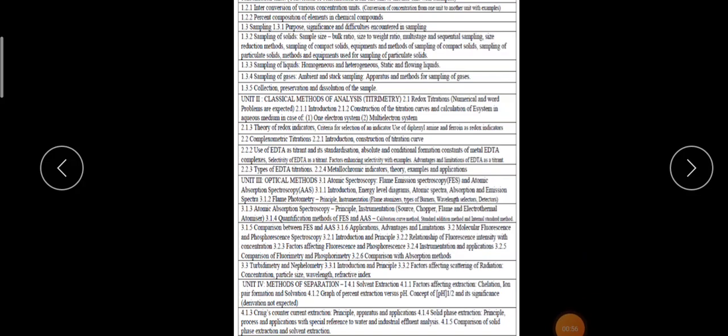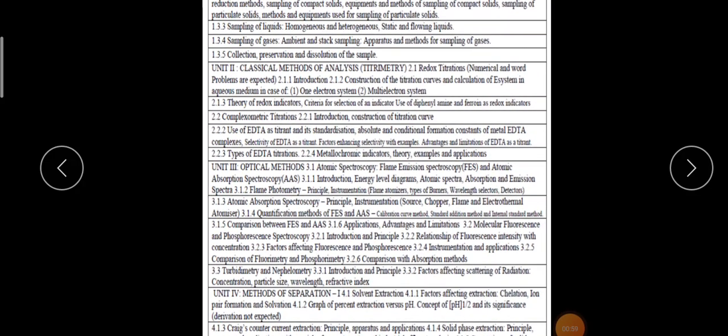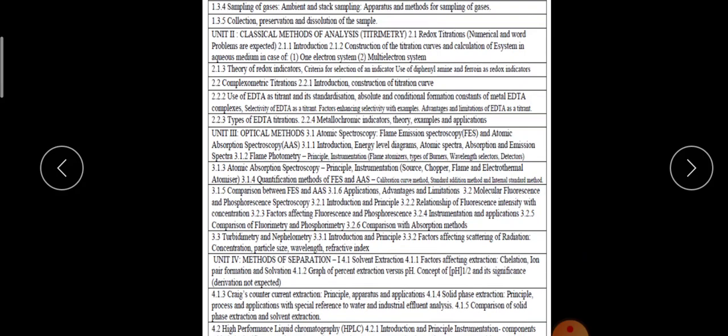During this unit 3, optical methods, I said the first part is atomic spectroscopy. In that 2 techniques we have to see. One is flame emission spectroscopy and another one is atomic absorption spectroscopy. First we will focus on the introductory part, then the energy level diagram, atomic spectra, absorption and emission spectra, flame photometry. Then we have to see the principle and instrumentation of that part, as well as atomic absorption spectroscopy, its principle and instrumentation.